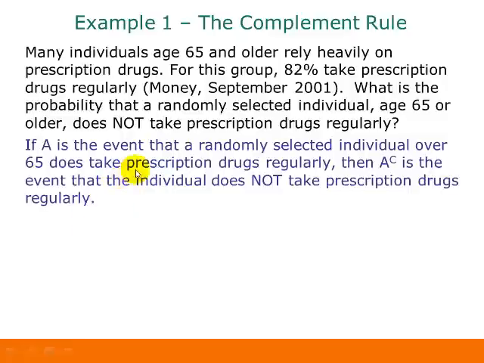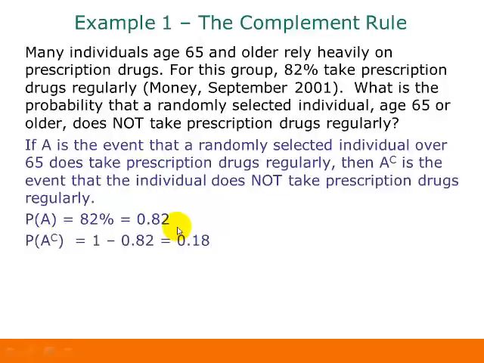So if we let A be the event that a randomly selected person over 65 does take prescription drugs regularly, then A complement is the event that the individual selected does not take prescription drugs regularly. Now, we were told that 82% do take prescription drugs regularly, so we can assume that the probability of selecting an individual in that group would be 82% or 0.82. So the probability of the complement would just be 1 minus that, so 1 minus 0.82 would be 0.18 or 18%.